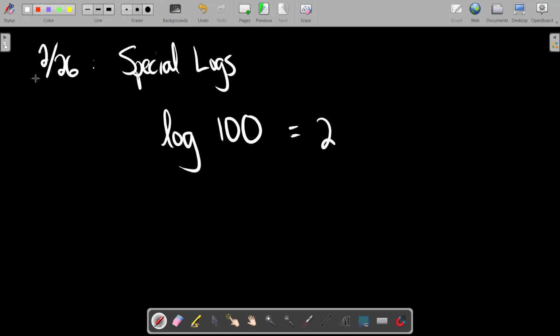It is 10. When you can't see a base on a log, and I'm saying log for reasons you'll soon understand, it is what we call a base 10 log. The name of a log with a base of 10, I'm going to put this in quotes, I do want you to know this, is called a common log.